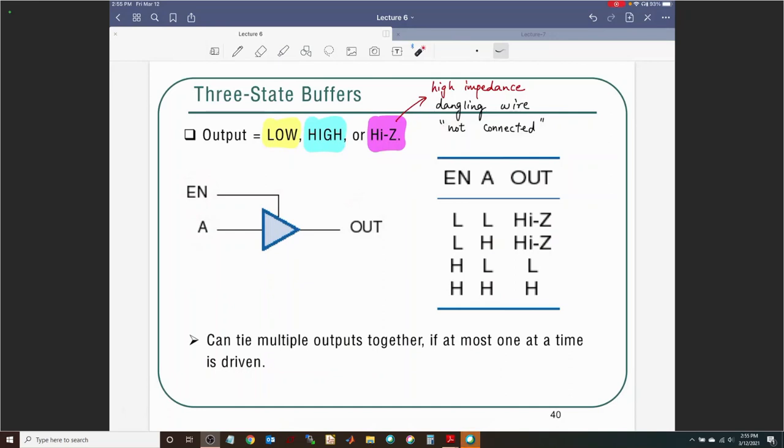There's a question in the chat box. Wouldn't a signal that is not connected to anything be zero? Not necessarily. Nope. It's a dangling wire. For you to make it into a zero, you would have to ground it. For you to make it into a one, you would have to connect it to high. If it is a dangling wire, then its state is unknown.